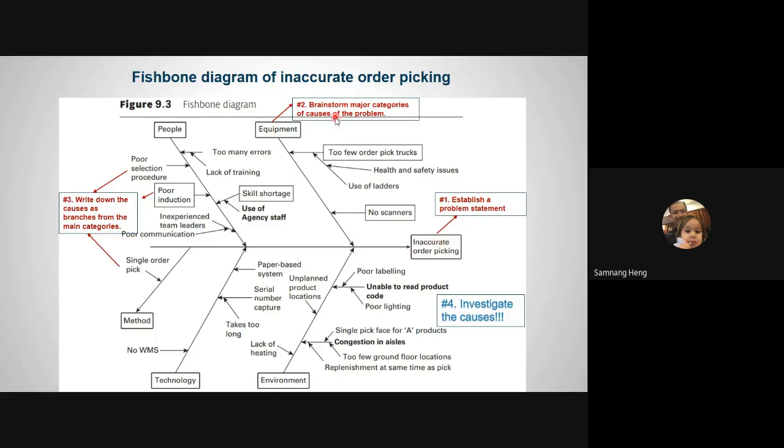And number 2, we brainstorm major categories of causes of the problem, right? So again, there are 5 things: people, equipment, environment, technology or machine, and method, the way people implement it. Measurement is optional, but this one we don't have it, so you don't need it. Step number 2, so in production, in business and logistics, these are the 5 of them.